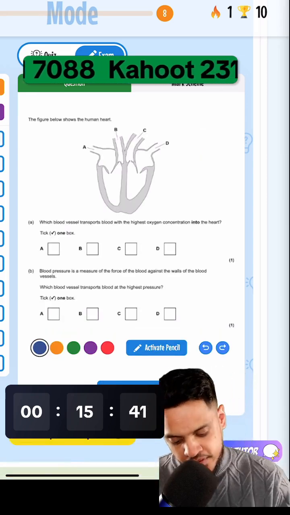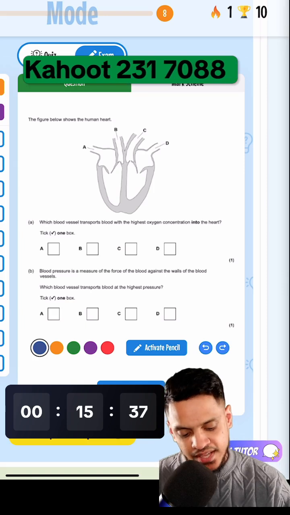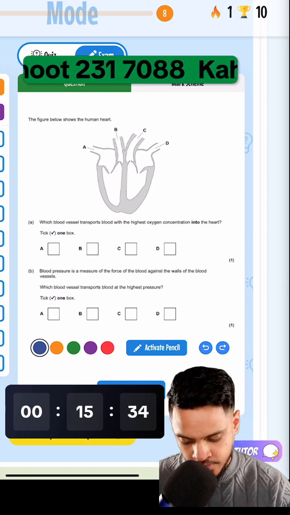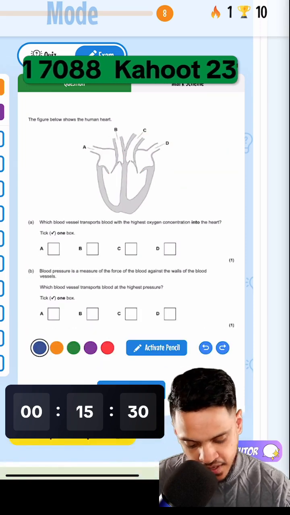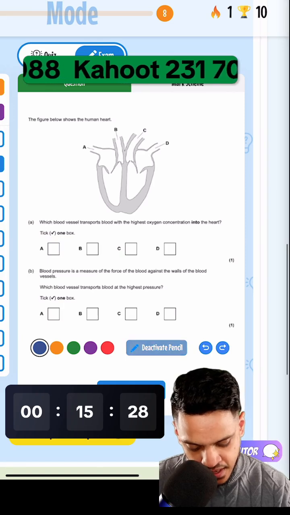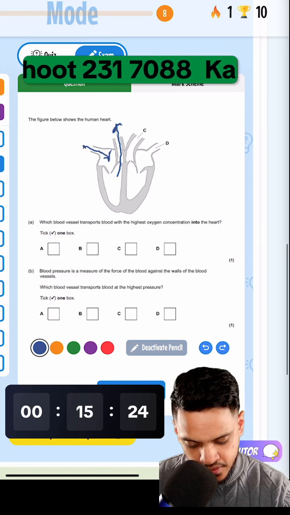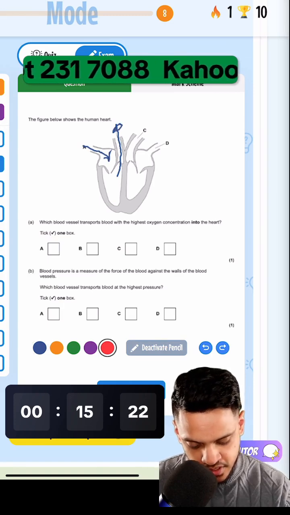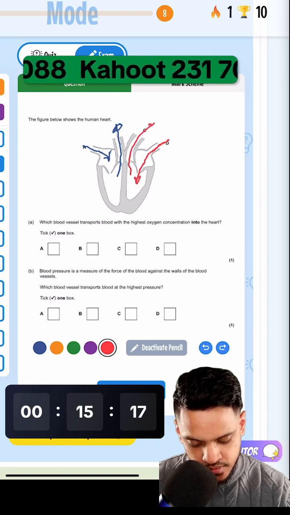Okay, which blood vessel transports blood with the highest oxygen concentration into the heart? So remember, let's look at that first diagram we have. We have it going through A and coming out through B. So into A and out of B, in this way and then out that way. That's the deoxygenated blood. In through D and then out through C.